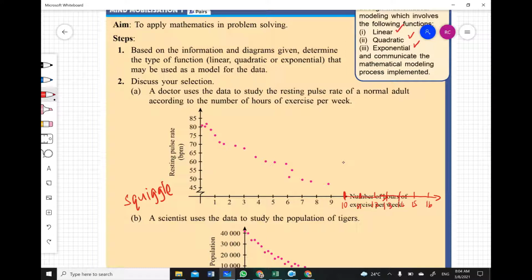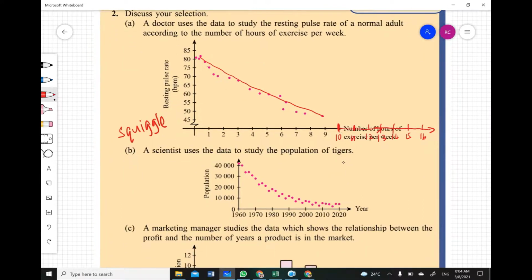it could be exponential. But over here, because of the data is plotting like that, right? It looks something like linear actually. Okay, it could be exponential. So we carry on. Let's look at the second graph here.